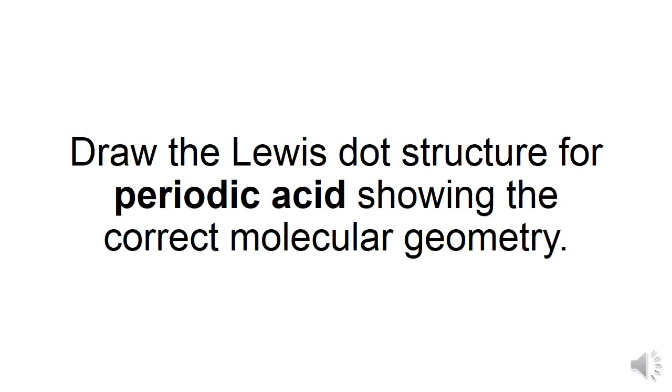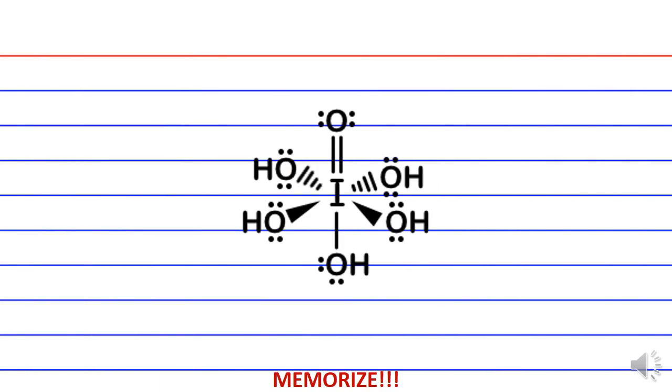Draw the Lewis dot structure for periodic acid, showing the correct molecular geometry. Per means something extra. Alright, so here we have our periodic acid. Remember, iodine is a halide, so it has like 7 valence electrons.